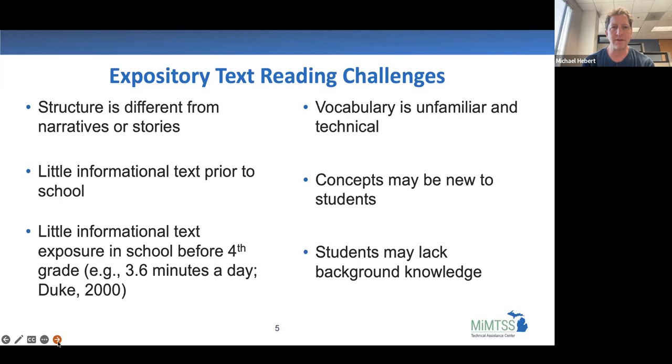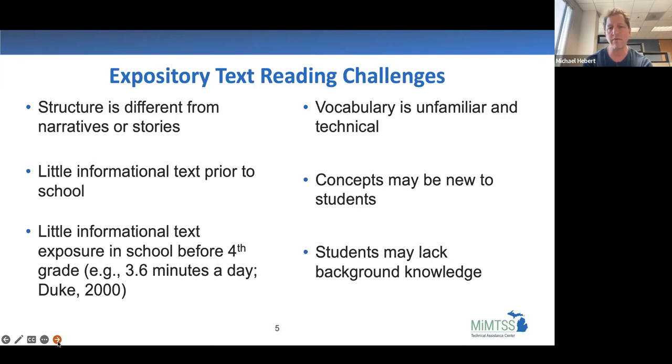Expository text is really different than that, right? So we don't really always have a beginning, middle, and end. There may be a start to the chapter, or maybe introductions to the material, but it's not really structured in the same way that a story is structured, right? And then the other thing is that kids don't necessarily have experience with informational text. They don't really have experience coming into school often because, again, they're very familiar with stories. They're not necessarily exposed to a lot of informational text.